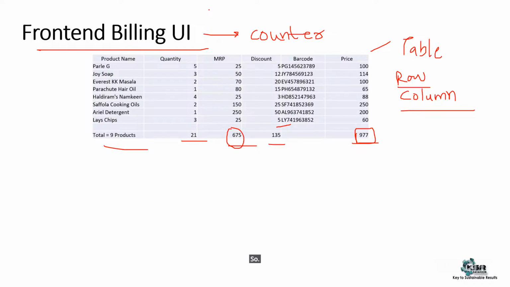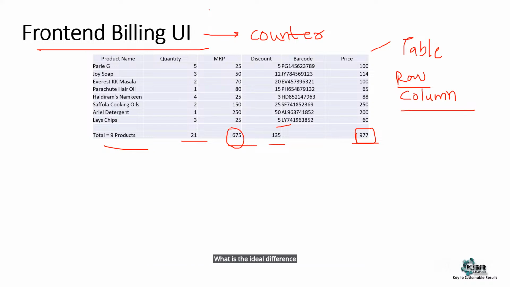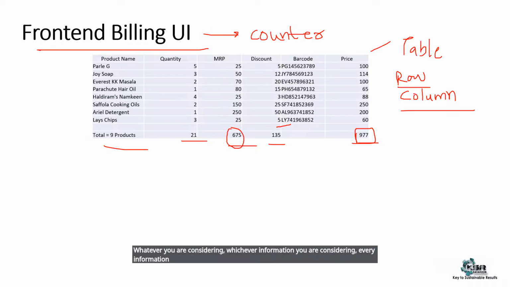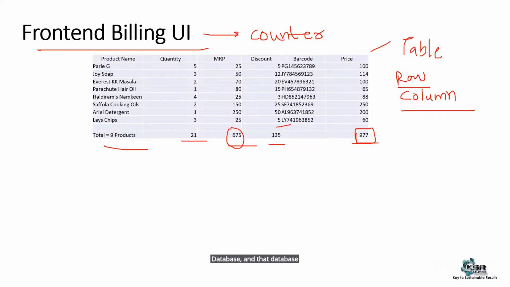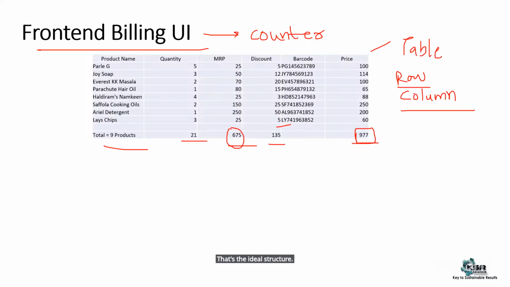So you need to understand what is a physical database and what is a logical database. Now we will discuss the ideal difference in further slides, but just to give you an idea, whichever information you are considering, every information end of the day is connected to a database, and that database consists of a table, right? So a table has rows and columns. That's the ideal structure. Now, any questions until now?